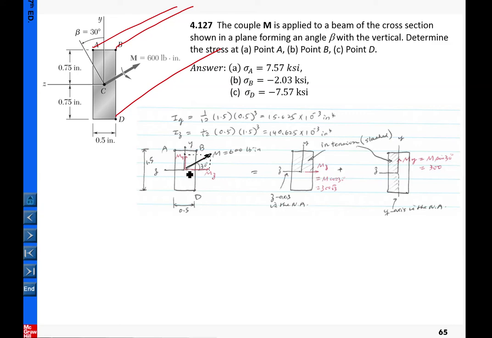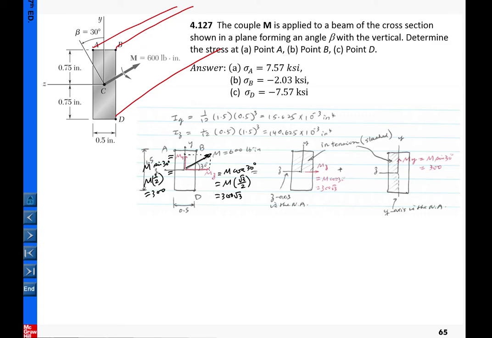The horizontal component MZ is basically M times cosine 30 degrees. Cosine 30 degrees is square root 3 over 2, so that is 300 square root 3. And MY is M times sine 30 degrees, which is M times 1/2, and that is 300.